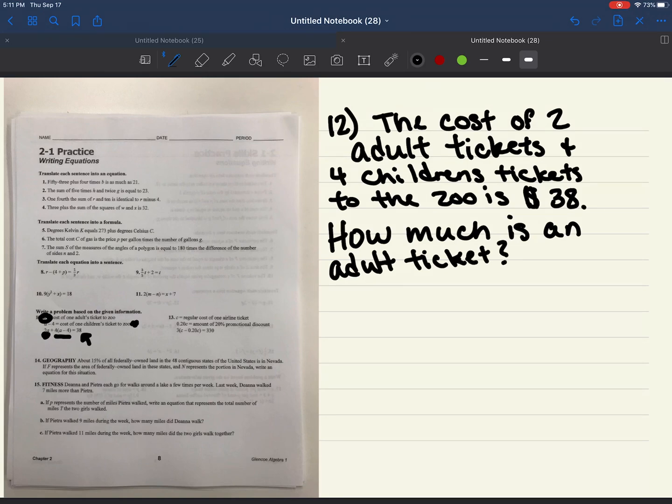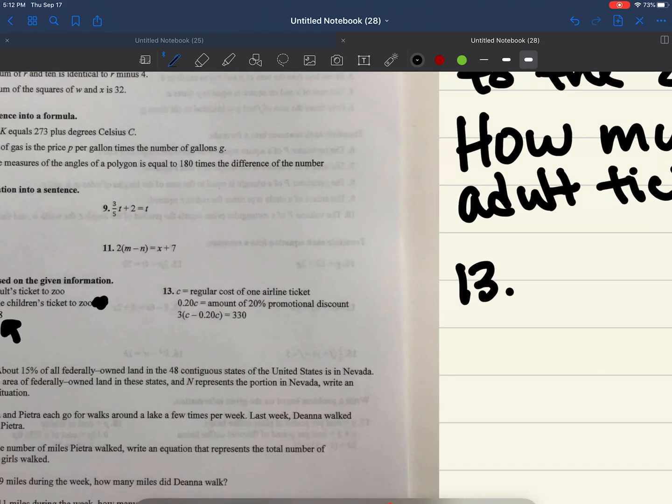All right, so on these problems, you're going to state what you know in a sentence and then ask a question about what variable it is that you're trying to find and what that variable represents. All right, so let's do number 13. Number 13 says C is the regular cost of one airline ticket. 0.20 times C is the amount of a 20% promotional discount. Okay, so notice C minus 0.20C, that means they're taking that discount off, right? And how many of those tickets were bought? Well, it tells you in front. So there's going to be 3 tickets that are discounted 20%, right? And what was the total cost of those 3 tickets?